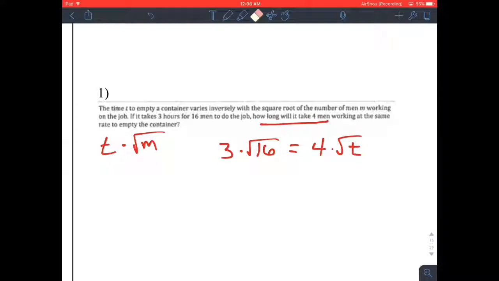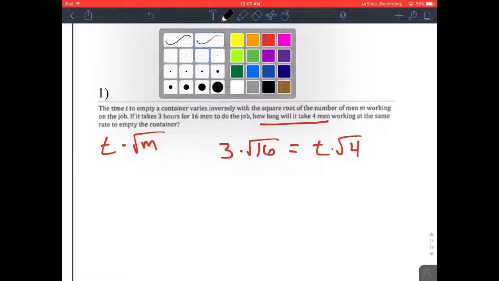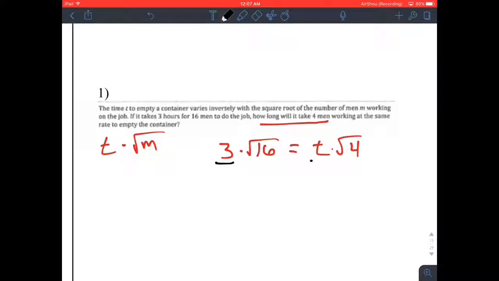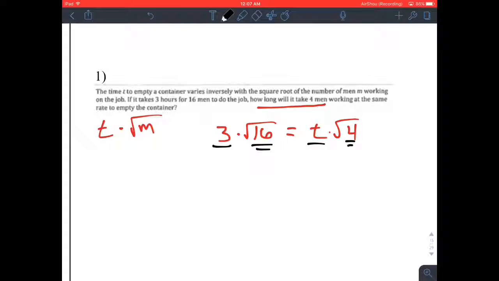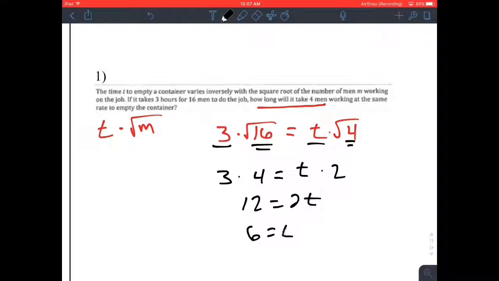I wrote that backwards. Time is first. We don't know what that is. 4 men. So in each case, we got the time, 3, and we don't know. We got the men, 16 and 4. Simplifying this, square root of 16 is 4. Square root of 4 is 2. This is 12 equals 2t. Divide both sides by 2, and you get t is 6.